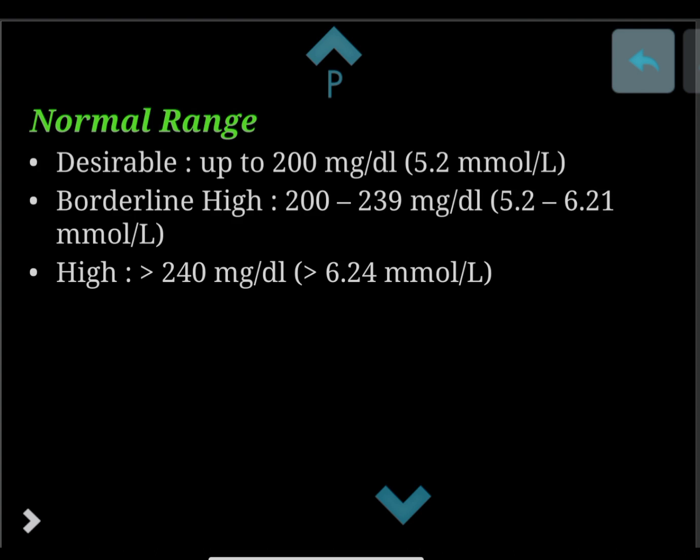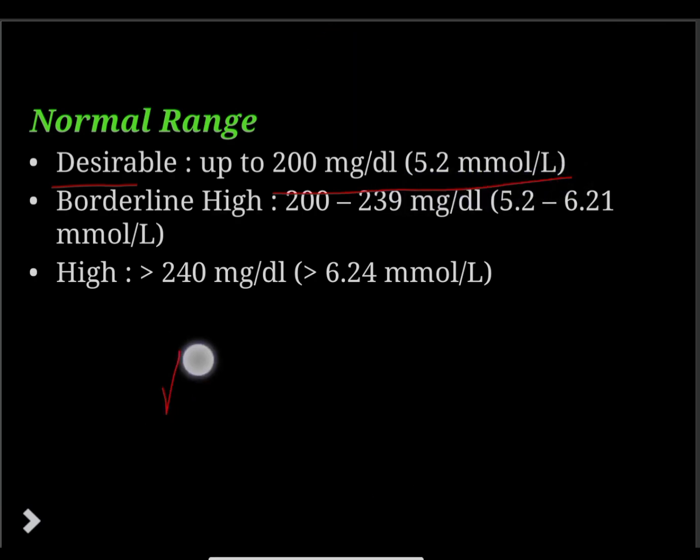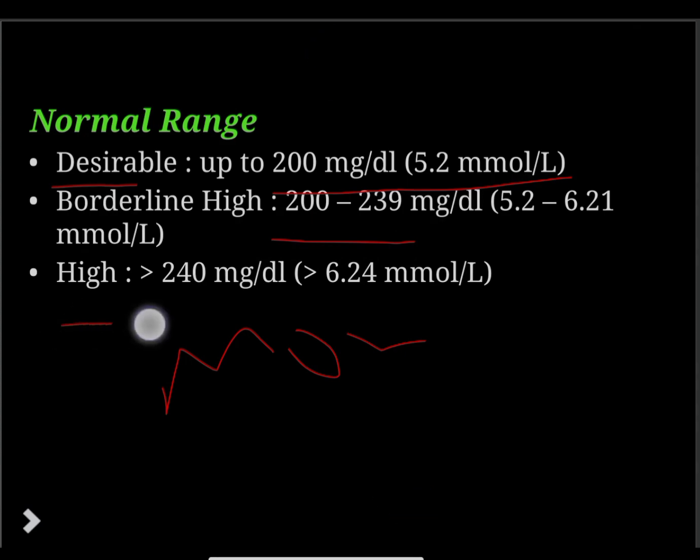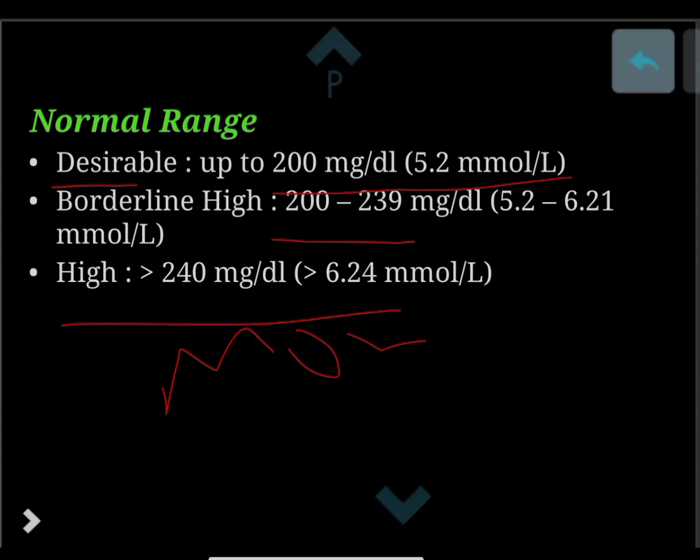Okay. So next, what is the normal range? The desirable range of total cholesterol is up to 200 mg per deciliter. If a person has more than 200 mg per deciliter of cholesterol, that is a high level of cholesterol. What is borderline high? 200 to 239 mg per deciliter. And the high level of cholesterol is 240 mg per deciliter. Above 240 mg per deciliter it is called a high level of cholesterol.